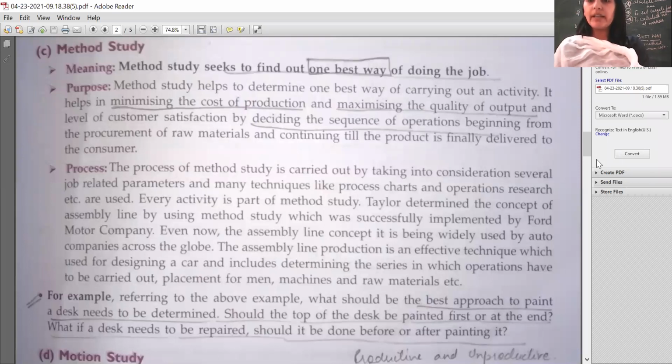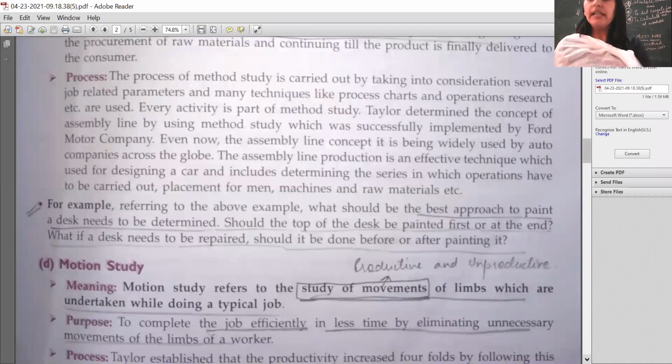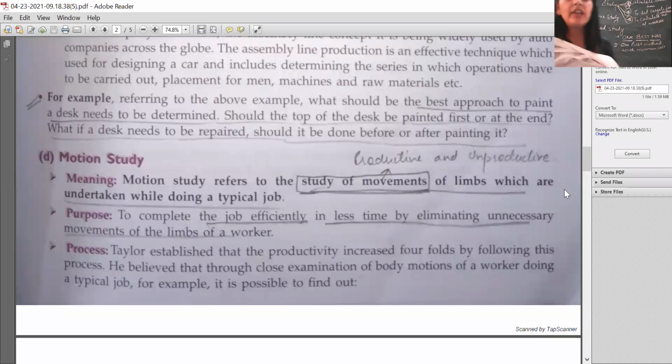I have tried to make it as easy as possible, and at the same time I have given you the keywords also. Next word, the technique is motion study. Now, what is this motion study? See, first of all, we will understand what is the meaning of motion. See, motion here means the movement. Motion means the physical movement of individuals, men and material. On both this is implemented.